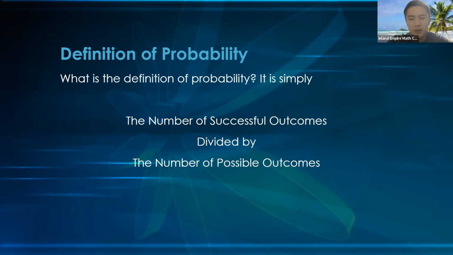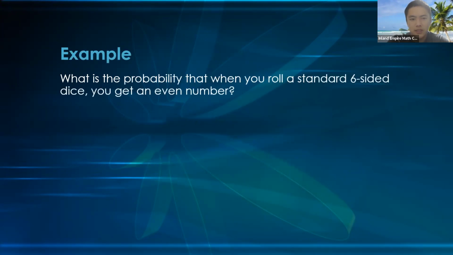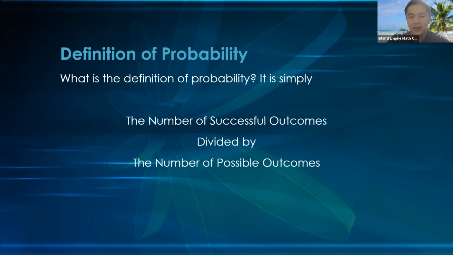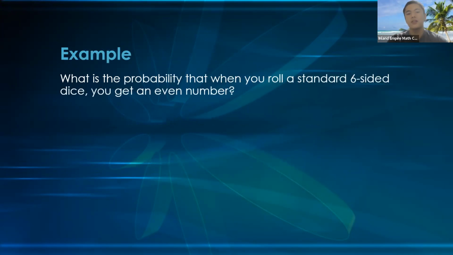So let's give an example of that. What do we mean by this? What is the probability that when you roll a standard six-sided die, you get an even number? So how will we calculate and solve this problem? Well, from the previous slide, we know that the definition of probability is simply the number of successful outcomes divided by the number of possible outcomes. So how many successful outcomes are there in this case?